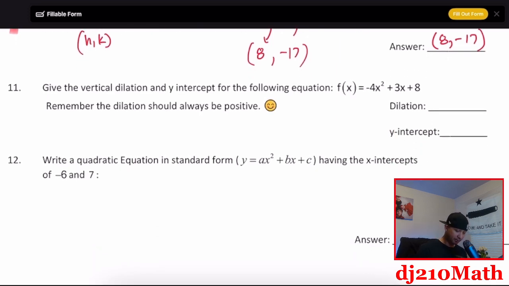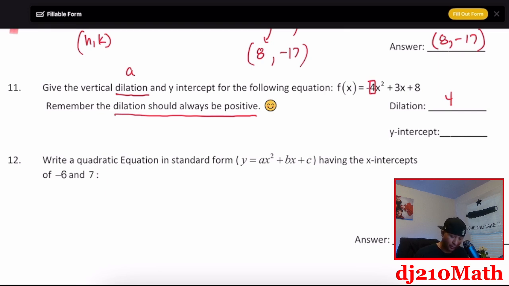Vertical dilation, right? Dilation is the a value. And remember that the dilation should always be positive. So we just want the number. So here the dilation would be 4, right, because of the a value.